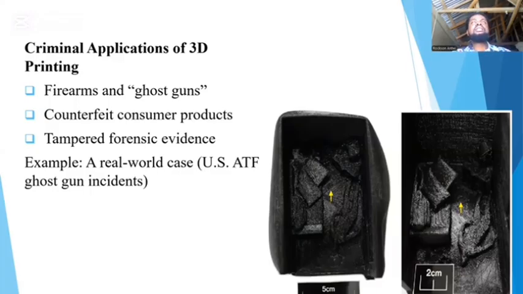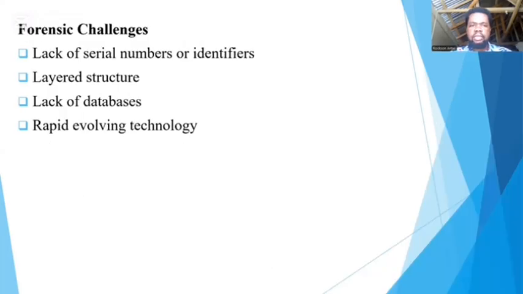So it means that this 3D printing that we are talking about can be used to create a duplicate or can be used to create another false forensic evidence, which is the tampered form of a forensic evidence found at a crime scene.